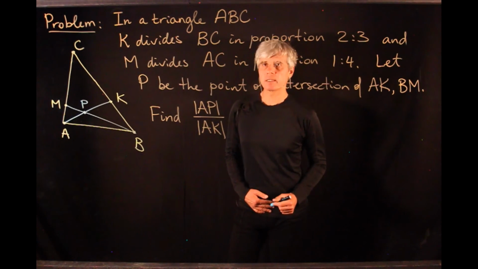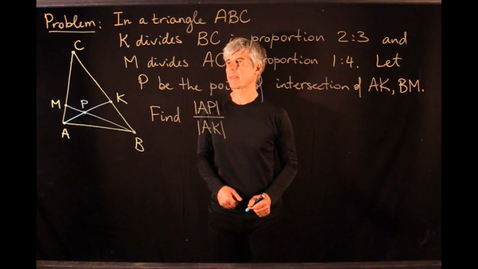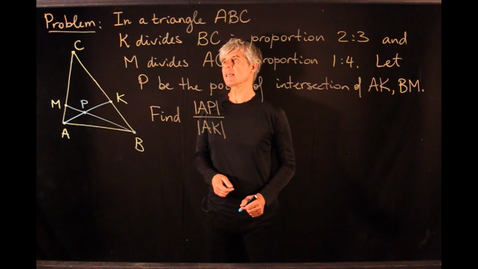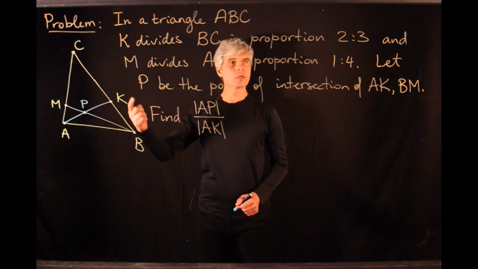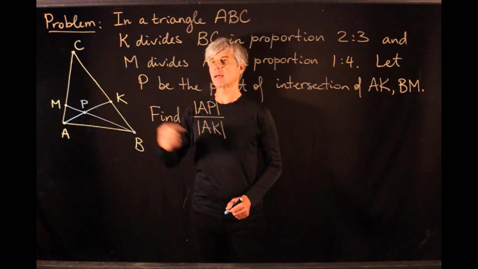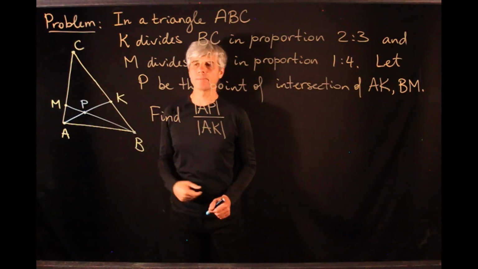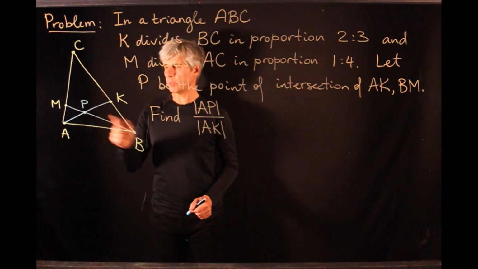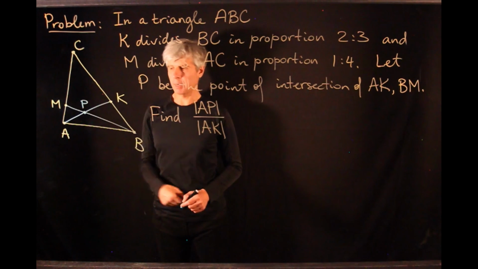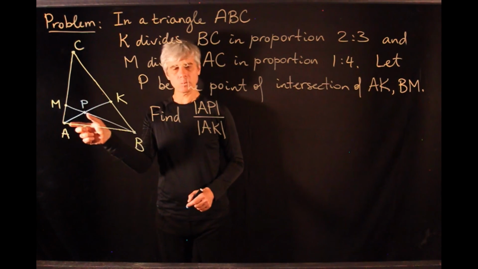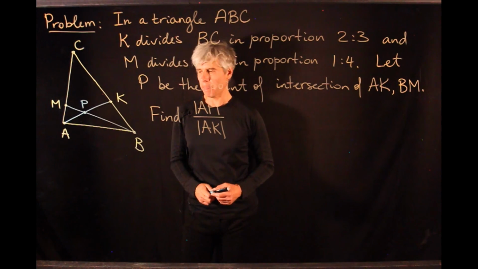As an exercise, let's use vectors to solve another problem. In the triangle ABC, let the point K divide BC in proportion 2 to 3, and let M divide AC in proportion 1 to 4. And let point P be the point of intersection of AK and BM. What we want to find is the ratio of AP to AK.